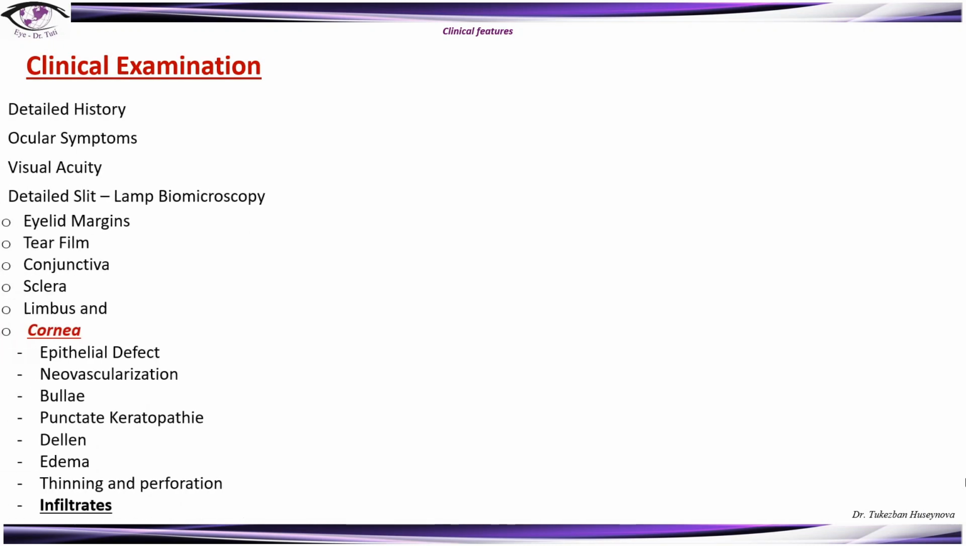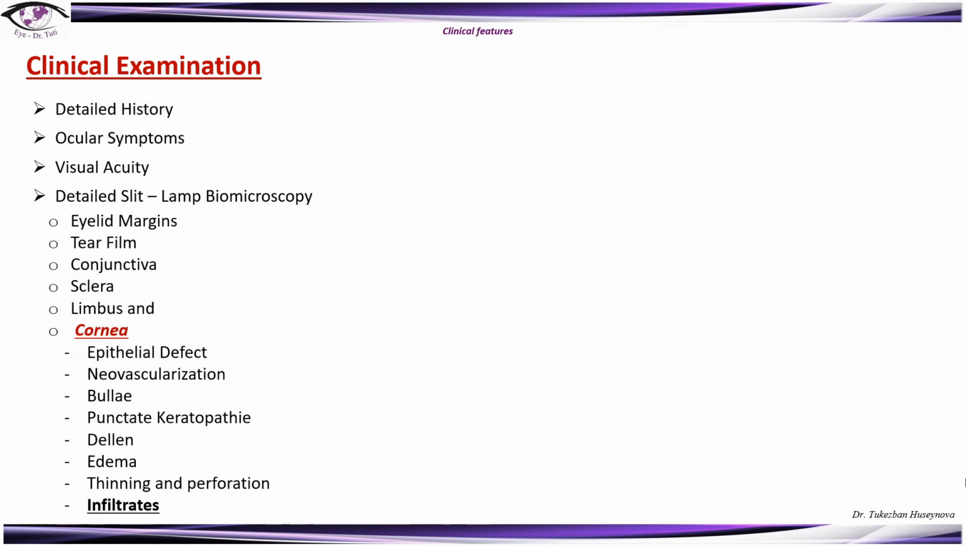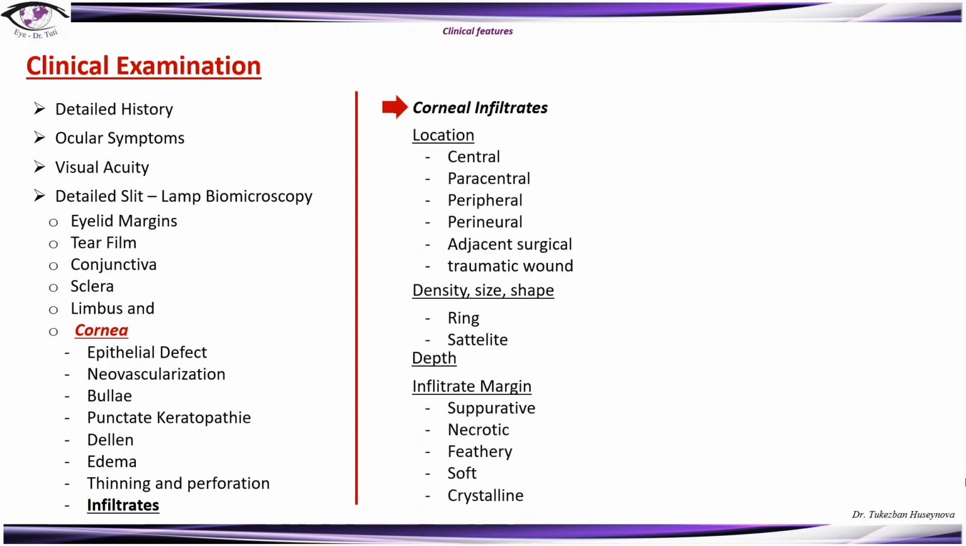Clinical examination would include a detailed history, ocular symptoms, visual acuity, and detailed slit lamp biomicroscopy. The cornea has to be documented in terms of epithelial defect, neovascularization, stromal edema, and infiltrates. The location can be defined: it can be central, paracentral, peripheral, or adjacent to a surgical or traumatic wound. The density, size, and shape can also be different.